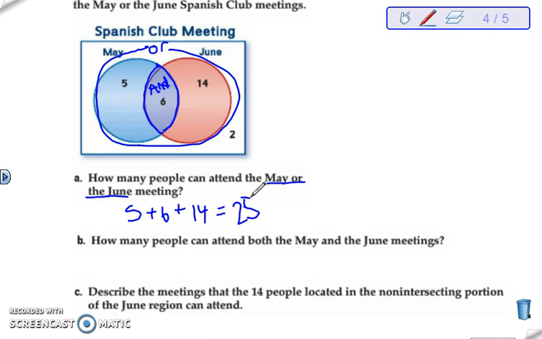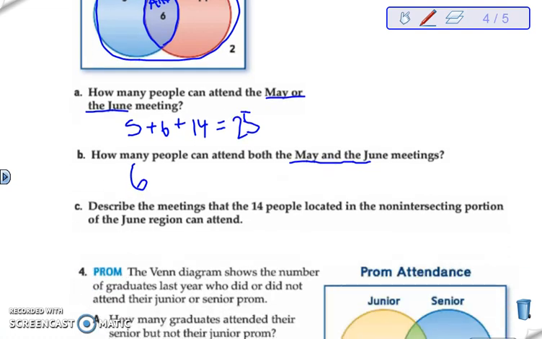How many people can do May and June? Okay, that's only in the middle, so there's 6. And then finally, what can we say about the 14 people that are only in the June circle? Well, that means they can only attend the June meeting.